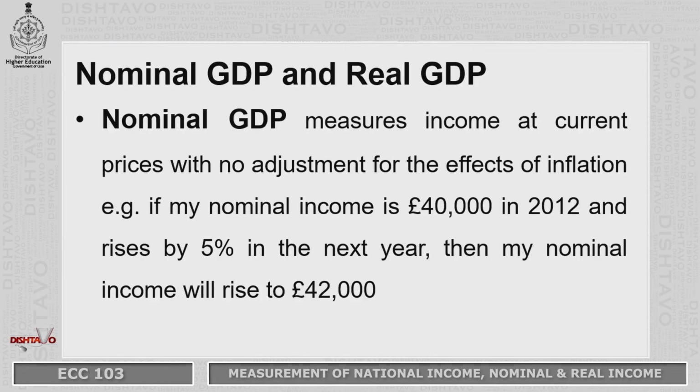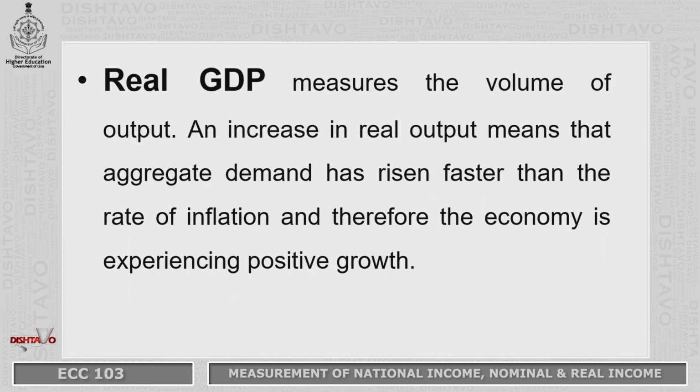Finally, I am going to speak on the two concepts of national income, that is nominal GDP and real GDP. Nominal GDP measures national income at the current prices with no adjustment for the effects of inflation. For example, if my nominal income is £40,000 in 2012 and if my nominal income increases by 5% next year, then my nominal income will rise to £42,000. So, 5% of £40,000 is another £2,000, that will give me £42,000. A real GDP measures the volume of the output.